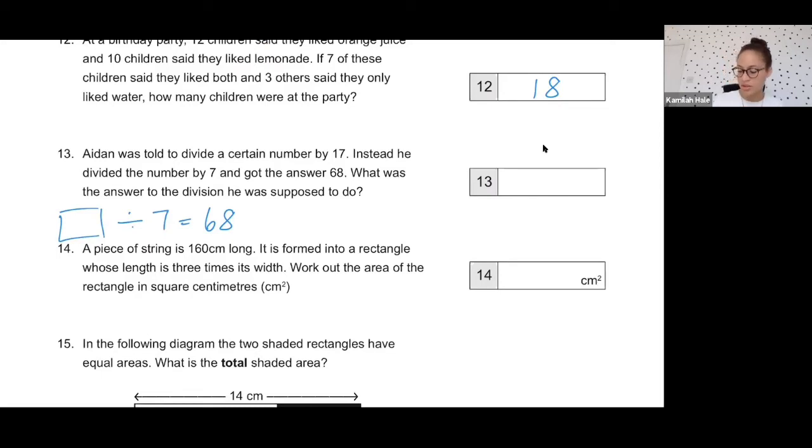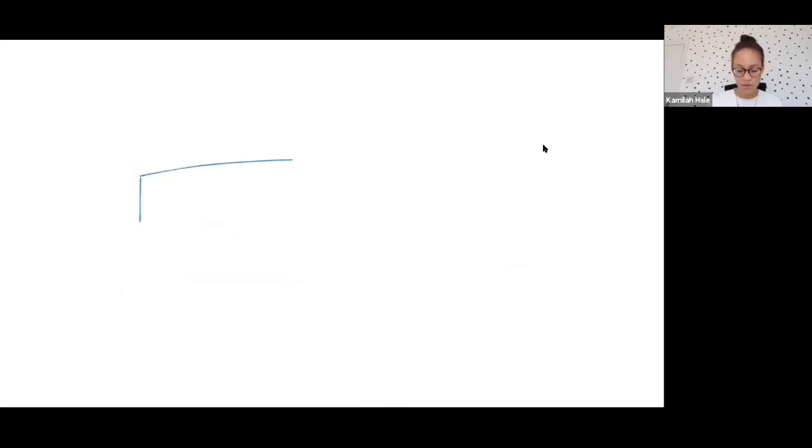Yep. So 68 times 7 should give you 476. If you hadn't got that quite yet, it's okay, but perhaps do some multiplication practice so that you can get really quick at multiplying, because that will save you a lot of time in an exam. So the original number was 476, and he was told to divide that number by 17. And they want to know what answer he was supposed to get. So you'll need to do 476 divided by 17. I'll do it on paper for you. 476 divided by 17. That's the calculation he was supposed to do.